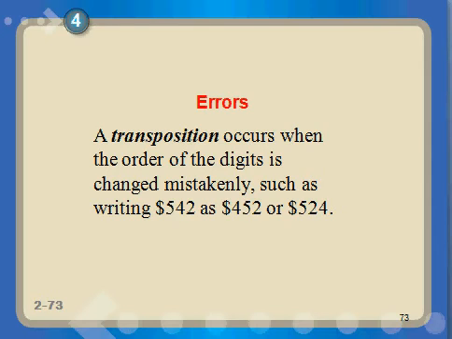And if you subtract either one of those numbers from the correct number, $542, if we subtract 452, we get 90. It's divisible by 9. If we subtract 524, we get 18. 18 is evenly divisible by 9. So transposition errors are always evenly divisible by 9. I know that I'm prone to make transposition errors, so that's one of the first things I always look for if I'm out of balance.